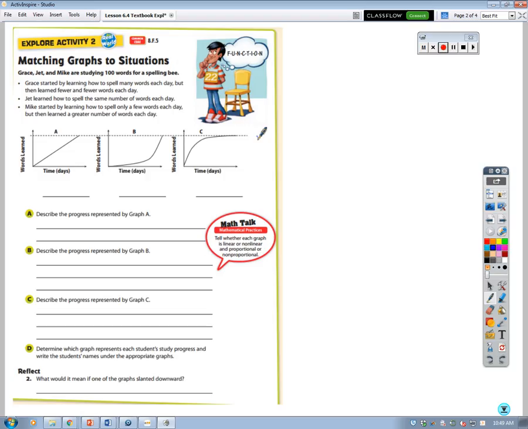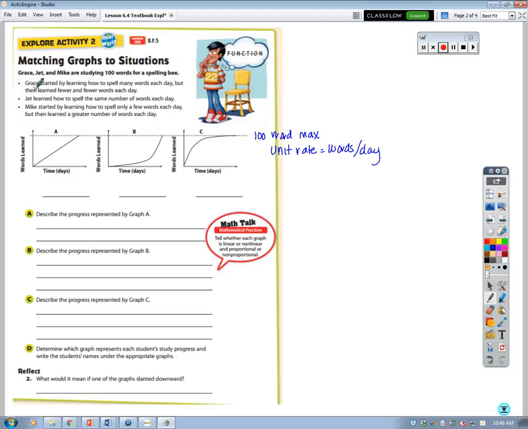So this line here represents our 100 word max, right? And that means that, in this case, just to connect some concepts, our unit rate would be our words per day, right? So just connecting a couple of concepts there. So let's go ahead and look at this one here. So this is a constant rate. So this is saying that as time passes, a constant rate of words are learned.